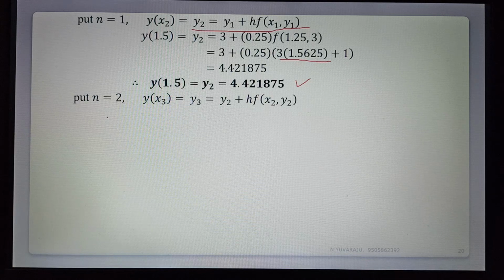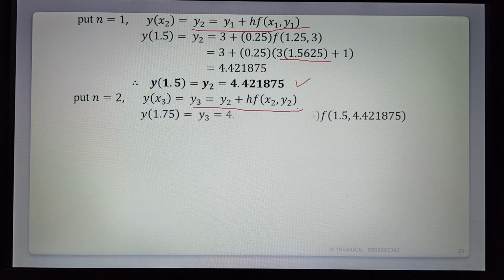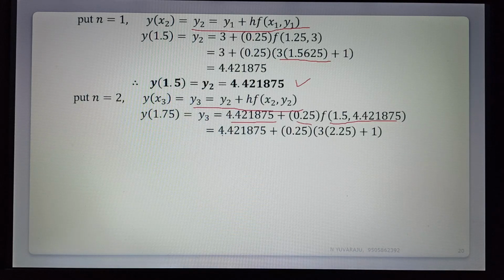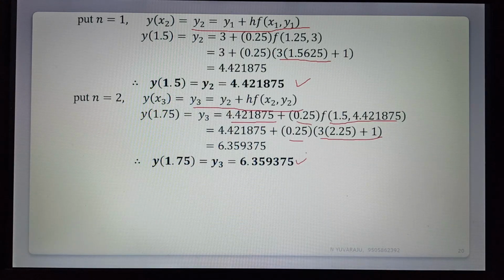Next, the third value: y3 is equal to y2 plus h into f of x2 comma y2. Substituting the y2 value and the step length h into f of x2 comma y2, that is 4.421875 plus 0.25 into 3x square plus 1, 3 into 1.5 whole square plus 1. Simplification gives the third value y of 1.75 is equal to y3 is equal to 6.359375.